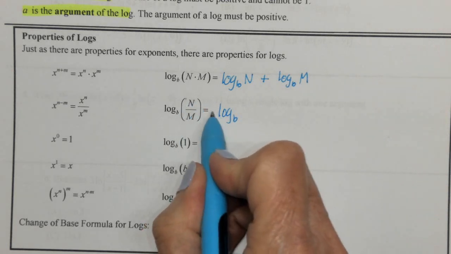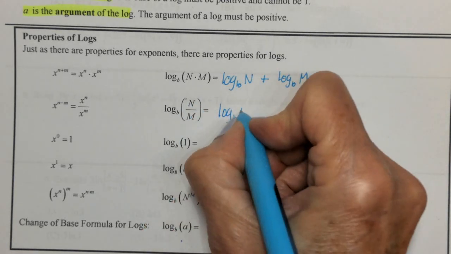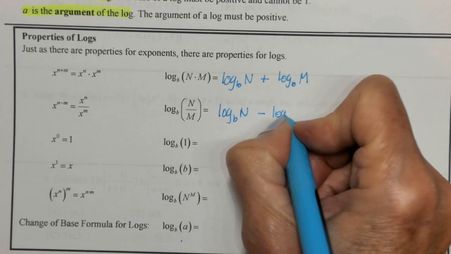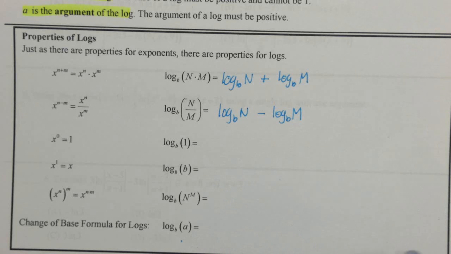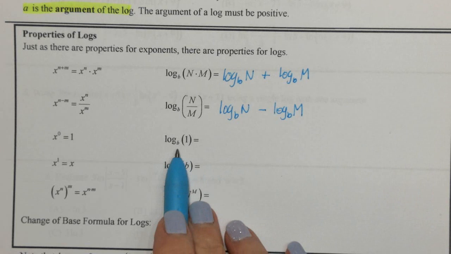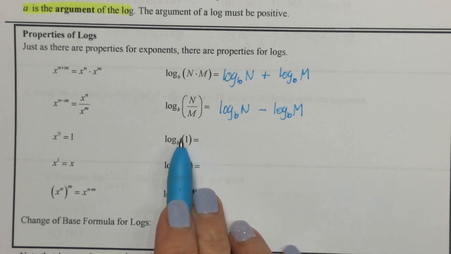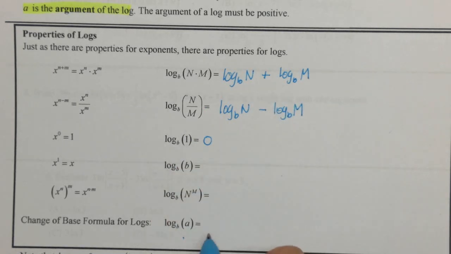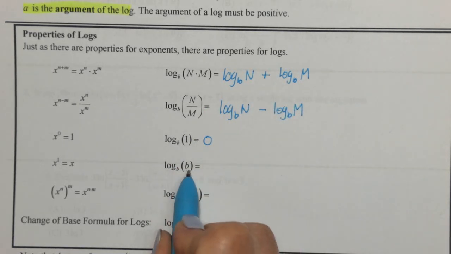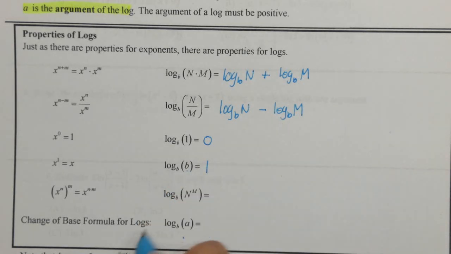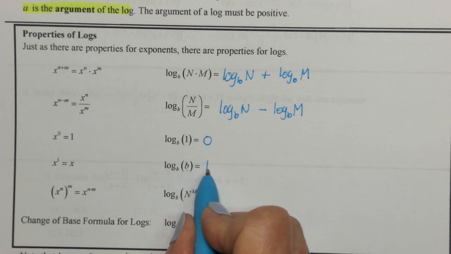Whatever is on top gets a positive log. Whatever is on the bottom gets a negative log. Okay? For every log, for any base, if the argument is 1, the value is 0. If the argument is the same as the base, the value is 1. Log base 2 of 2 is 1. Log base 3 of 3 is 1.